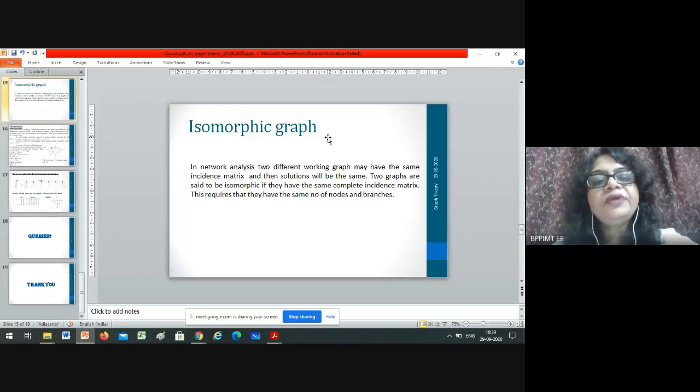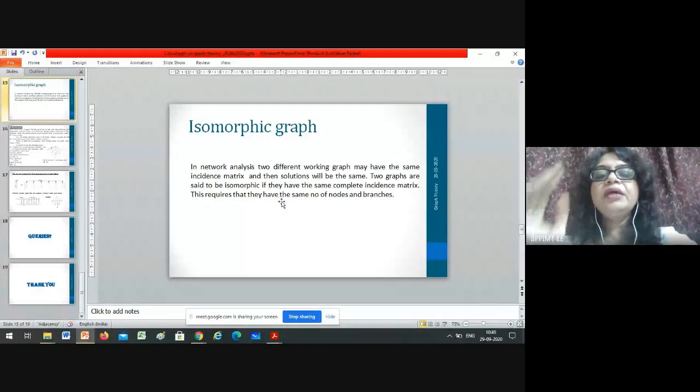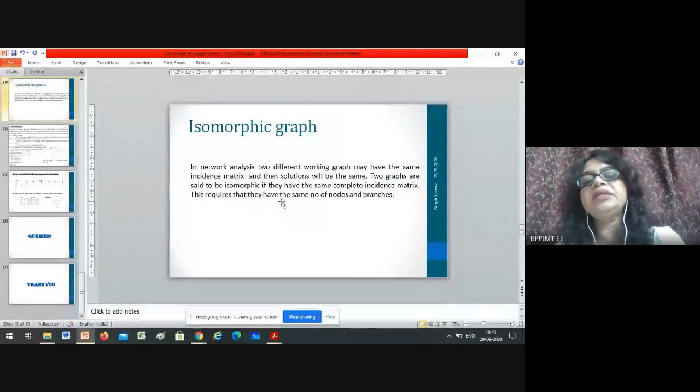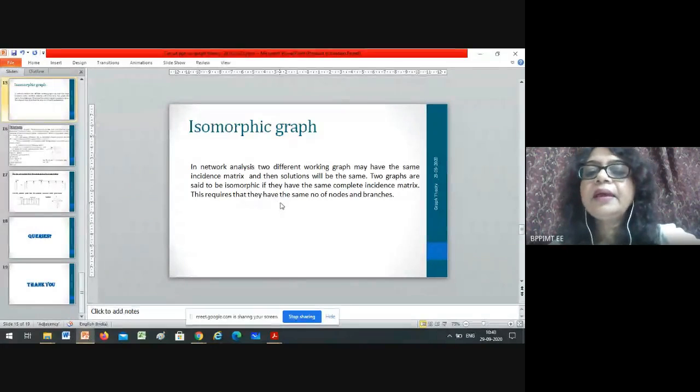Now what is an isomorphic graph? In network analysis, two different graphs may have the same incidence matrix, and then the solution will be the same. Two graphs are said to be isomorphic if they have the same complete incidence matrix. This requires that they have the same number of nodes and branches. So isomorphic graphs will have the same number of nodes and branches, and the same complete incidence matrix, right?